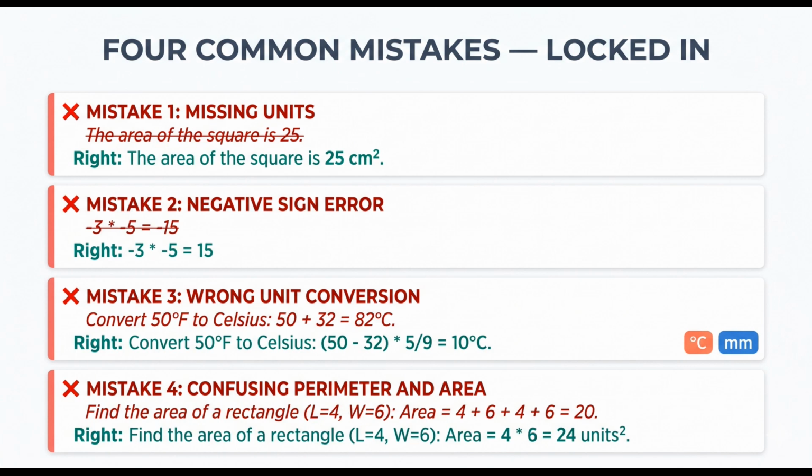Let's lock in the 4 common mistakes before we finish. Look at the 4 cards on screen. Mistake 1, describing without values. Rainfall is high is incomplete. Rainfall peaks at 257 millimeters in December is the answer. Always anchor your description to a number from the data.